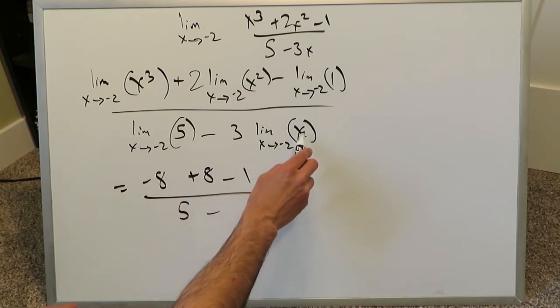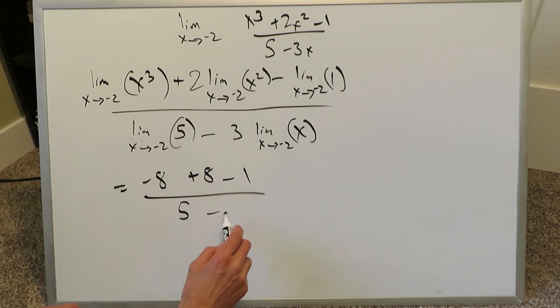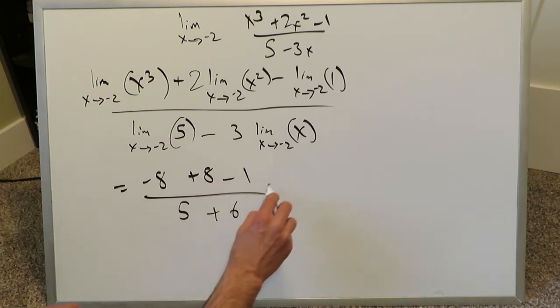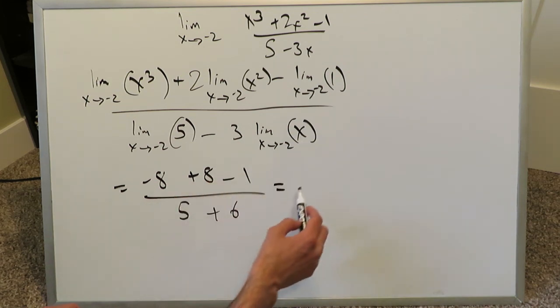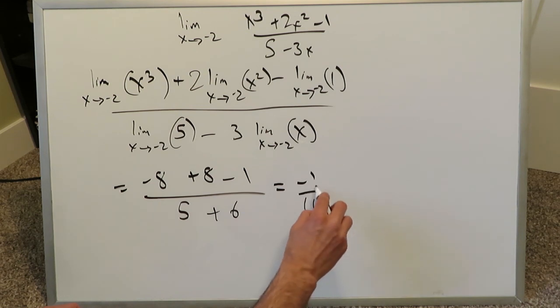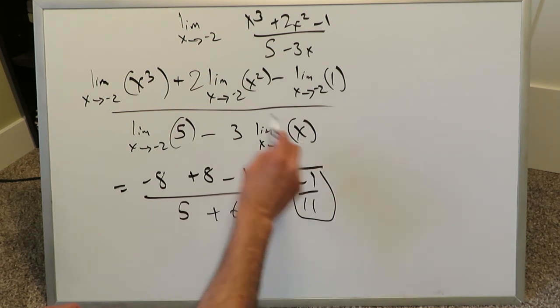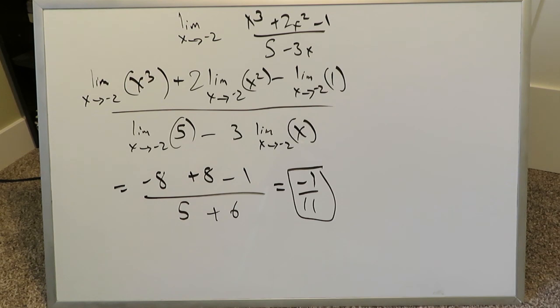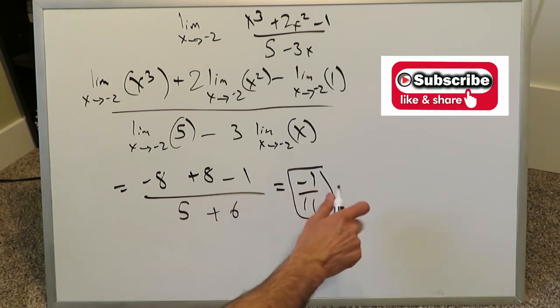Here you have a minus 2 coming in here, multiplying with this minus 3. Minus 2 times minus 3 is a plus 6. You easily do the arithmetic here and you get a minus 1 over 11, and that's the answer of this limit of the rational function as x approaches minus 2. This question comes right out of my calculus textbook, and the answer is good.